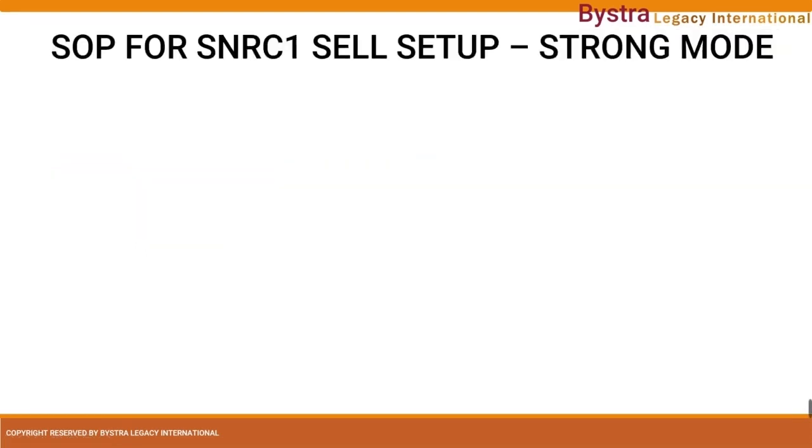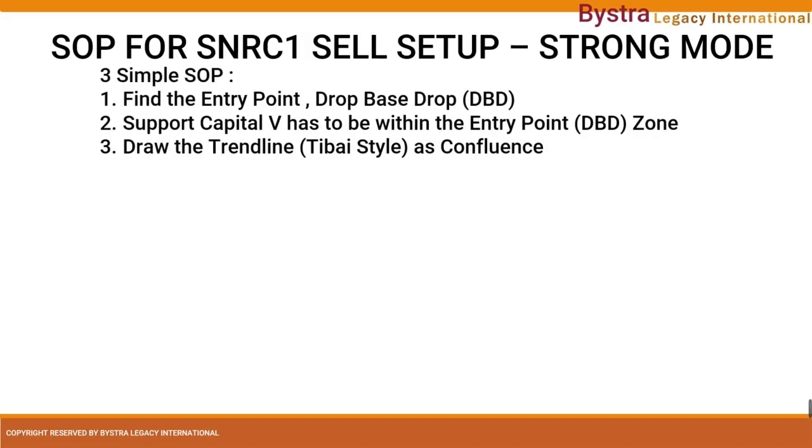Now let's look for the sell setup for the strong mode. Same as the buy setup for the strong mode, we have the 3 SOP. This time our entry point will be the drop base drop, and we will add the trend line. So we use the T-bar style.